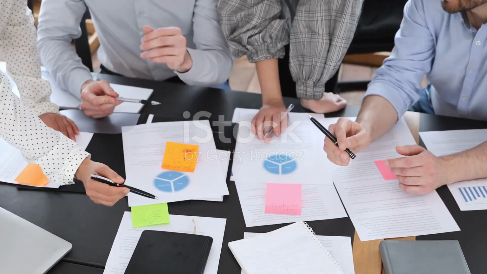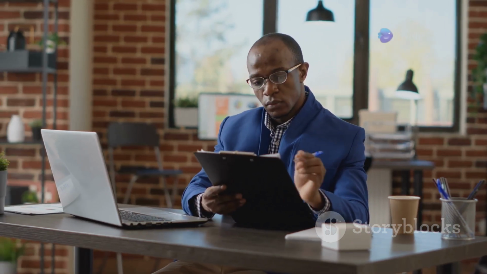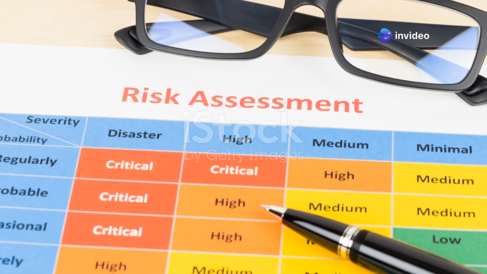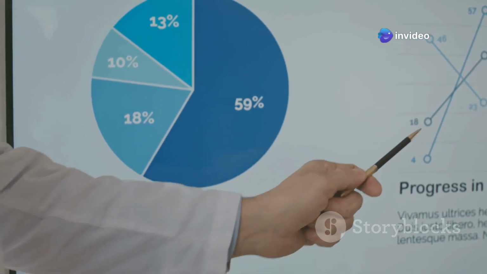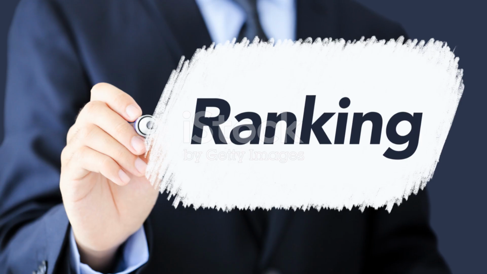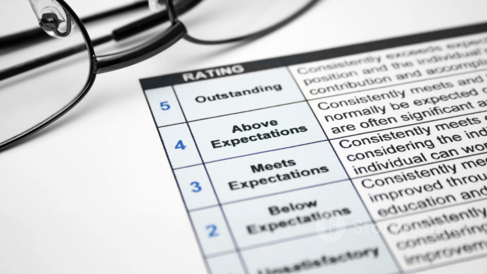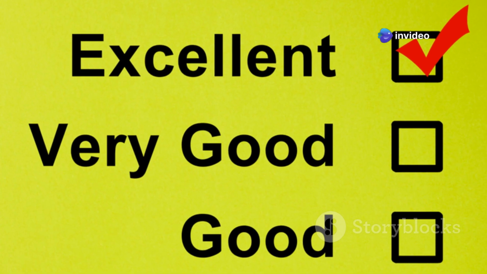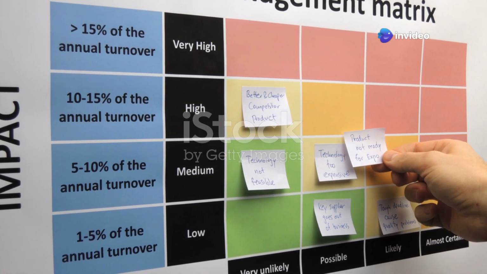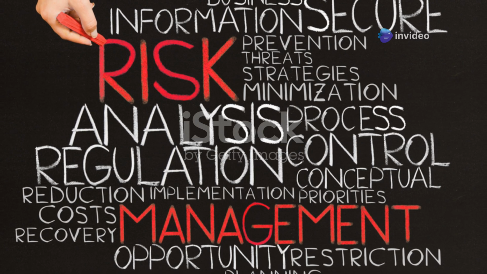Once you've identified potential risks, the next step is to assess their potential impact and probability. Impact refers to the severity of the consequences if the risk occurs. Probability refers to the likelihood of the risk happening. Use a simple ranking system to assess impact and probability. For example, you could use a scale of 1 to 5, with 1 being the lowest and 5 being the highest. A risk with a high impact and high probability would be a top priority to address.